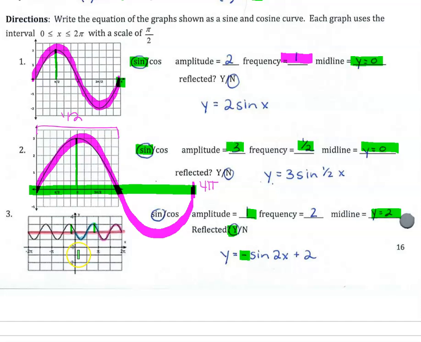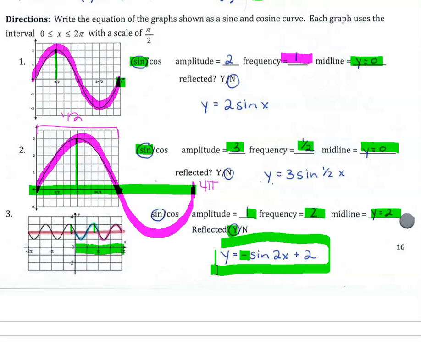As far as the frequency goes, here's 0 to 2 pi. I'm seeing 2 full cycles of that sine curve, 2 S's, which is why the frequency is 2, and then I put it all together, and that creates my sine equation.